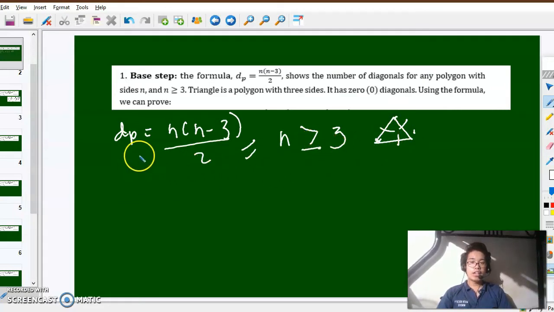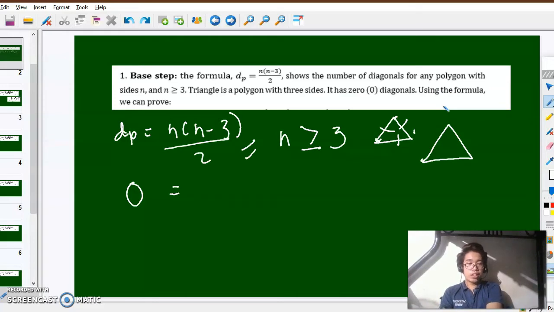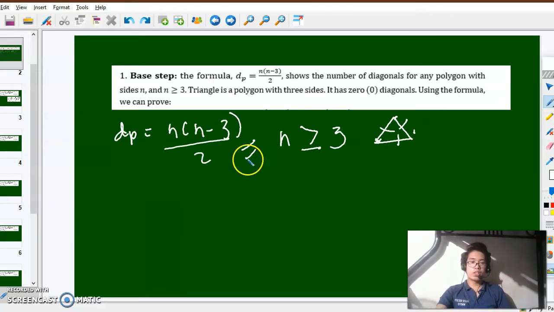And the value of our diagonals here has to be 0. Why 0? Because a triangle cannot have a diagonal. This is not a diagonal because this is not a vertex, that's just a point that we wrote there. So the number of diagonals of a triangle is 0. Let's try to prove that using the formula that we have here.